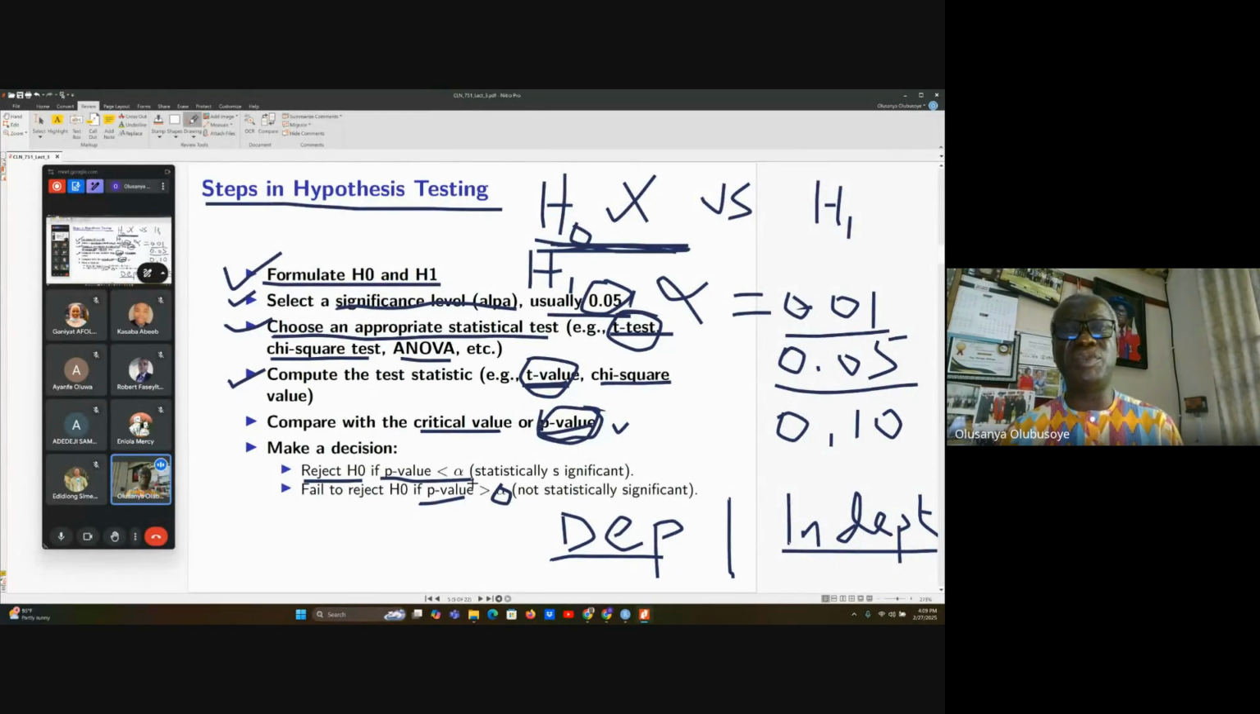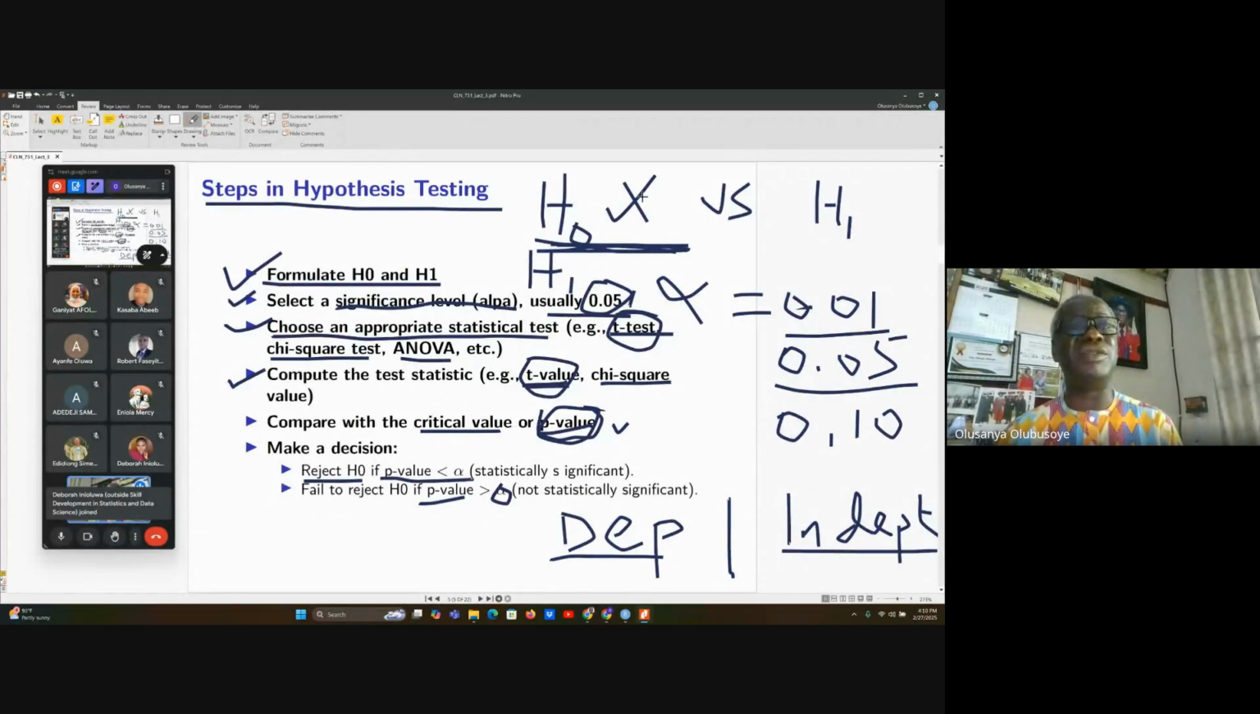And two things can happen. The p-value will be less than the alpha. If it is so, then the test is significant. You are rejecting the null, and of course, you accept the alternative. When the reverse is the case, if the p-value is greater than the alpha, then you fail to reject the null, which means it is not statistically significant.